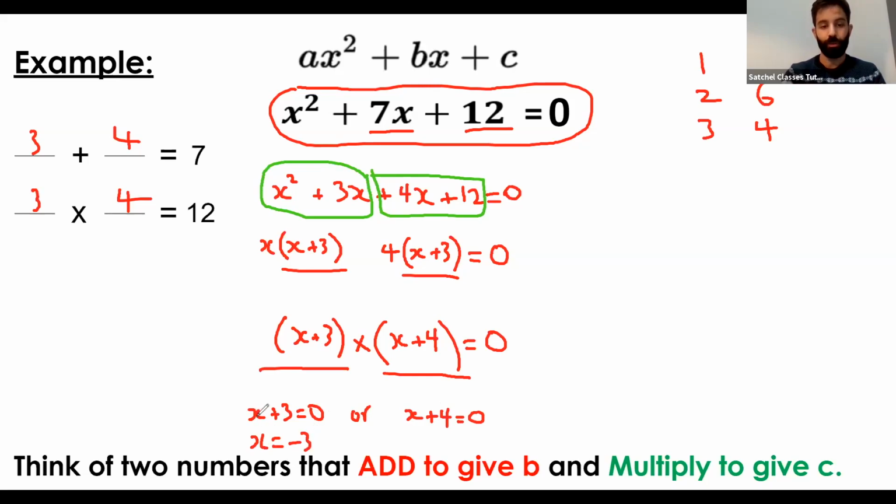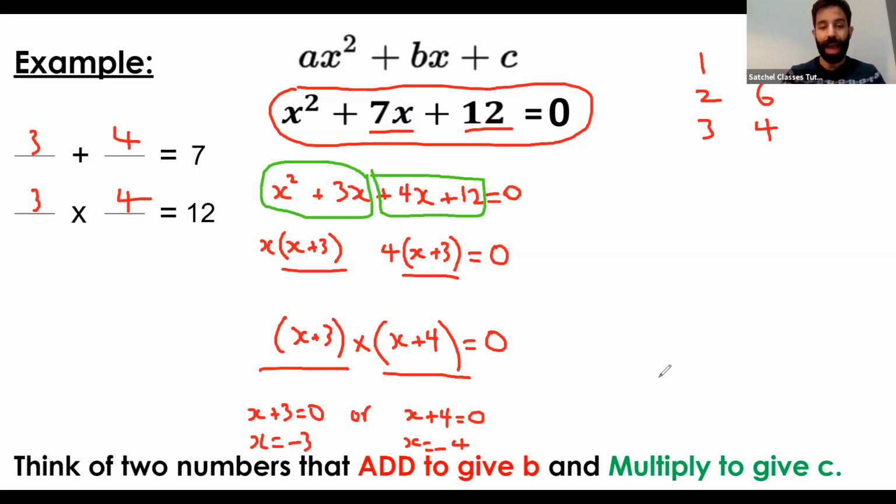Remember, if we substitute minus 3 in here, minus 3 plus 3 makes 0. And over here, x has to be equal to minus 4. And these are the values of x. So we've solved this quadratic equation. And again, if we substitute minus 3 in here and minus 4 in here, this statement will be equal to 0. Now, why have we found the values of x?